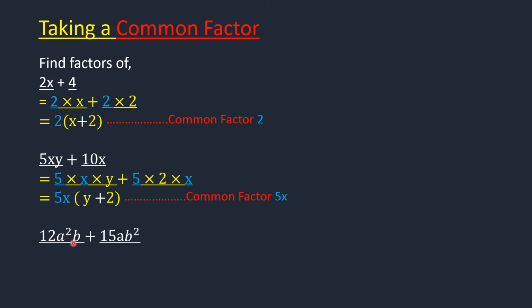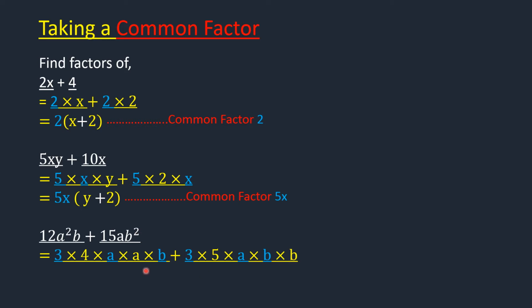12a squared b plus 15ab squared. The factors of 12a squared b are 3 multiplied by 4 multiplied by a squared. Factors of a squared will be a multiplied by a multiplied by b. Plus factors of 15ab squared are 3 multiplied by 5 multiplied by a multiplied by factors of b squared, b multiplied by b.